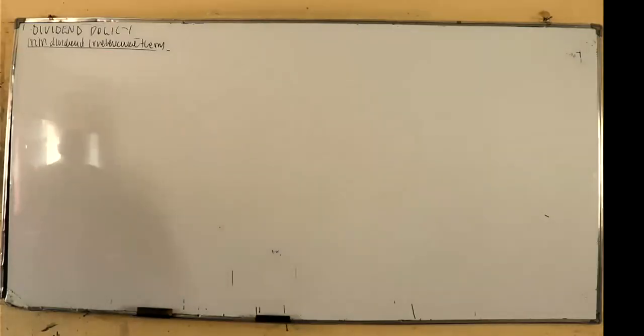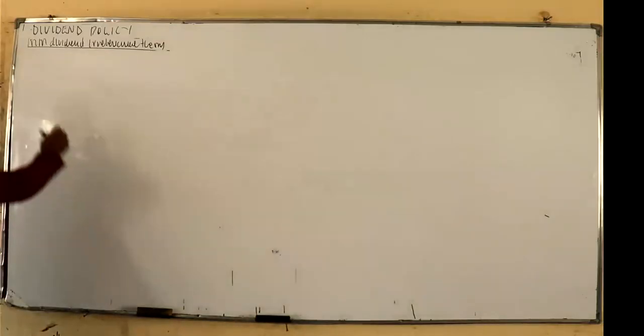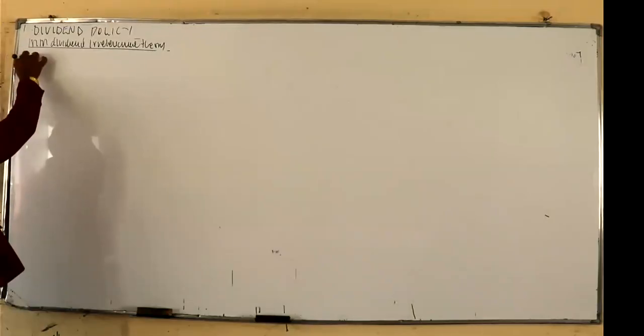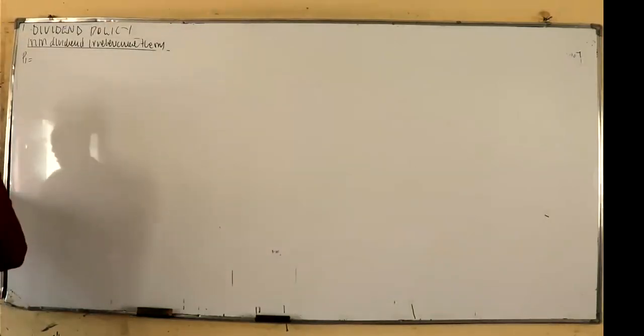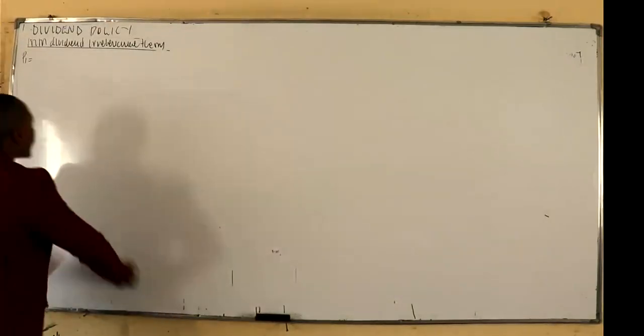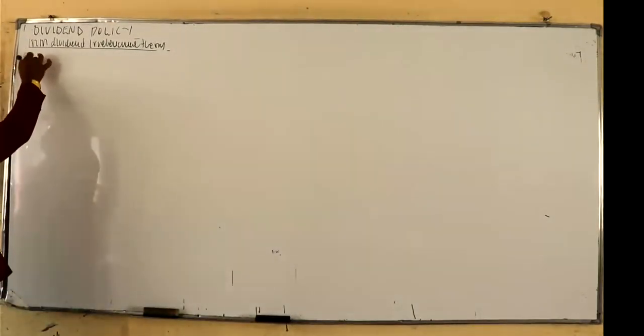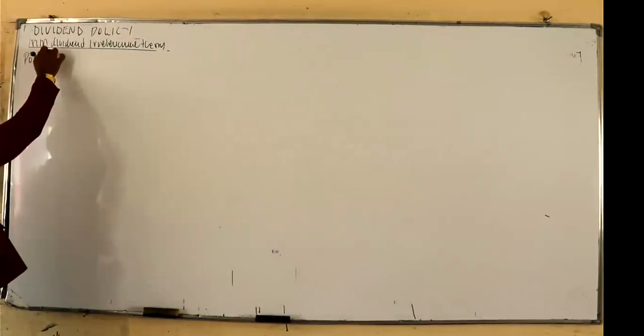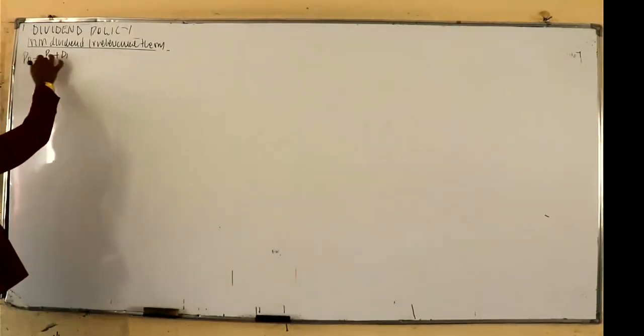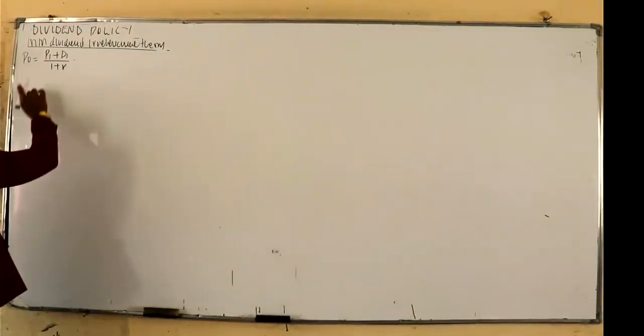Now, based on this assumption, what happened? The dividend irrelevance model can be presented as follows. How do we get the P1? P0 is the value of the share, the market price per share, which is equal to P1 plus D1 over 1 plus R.